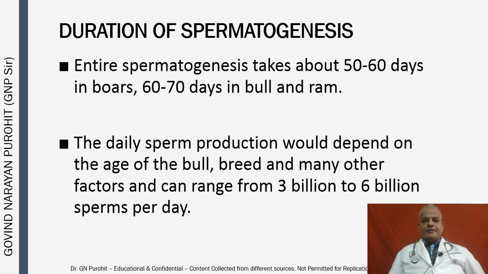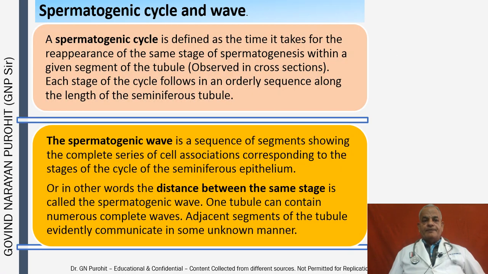The entire duration of spermatogenesis takes about 50 to 60 days in boars, and 60 to 70 days in bull and ram. The daily sperm production depends on the age of the bull, breed and many other factors, and can range from 3 billion to 6 billion sperm per day.